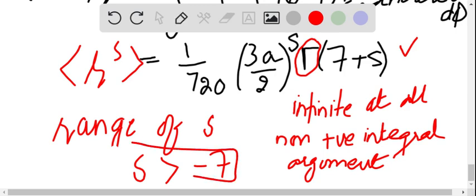the range that would be greater than -7, your result would be finite, because for any integral argument that is non-positive, the result would end up being infinite, right? So you need to be careful that s is greater than -7, because only then your result would be finite. I know it's a very lengthy question, but it's very simple.